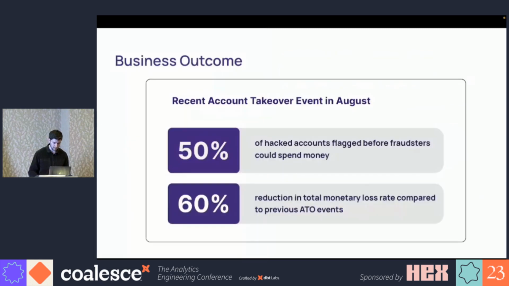In terms of our business outcomes, we had a recent ATO event in August, and we fared pretty well. 50% of hacked accounts were flagged as fraud before fraudsters could spend any money, something we couldn't do before. In terms of how this event fared versus previous events, it's kind of dubious to compare events, but I'm going to do it anyway. Compared to an ATO event that happened last year, we had about a 60% reduction in total monetary loss rate. So that's a lot of money. It definitely justified our spend on Materialize and also our engineering effort there.